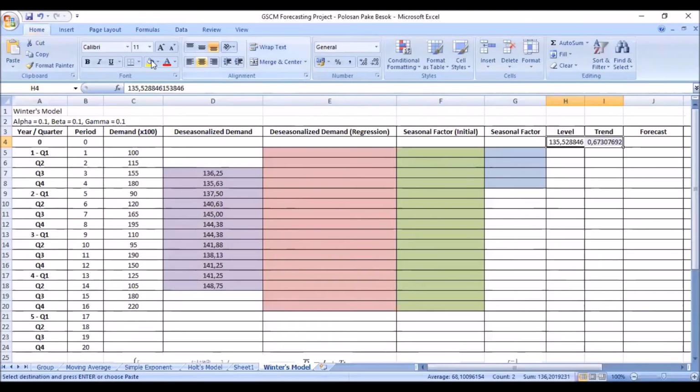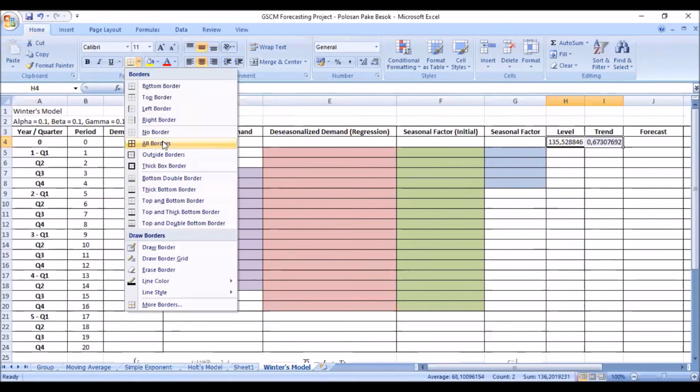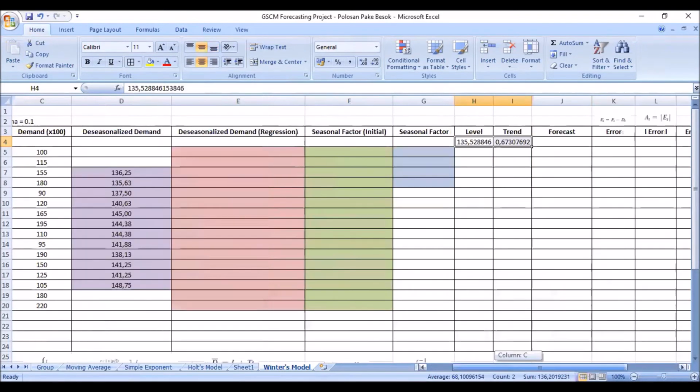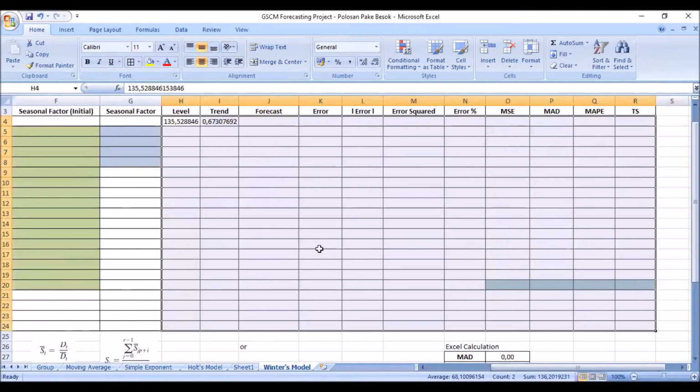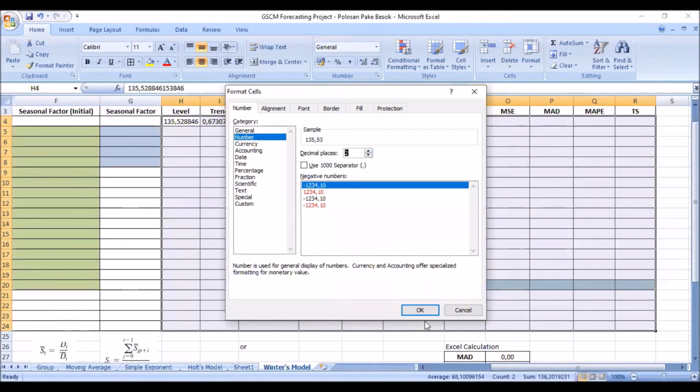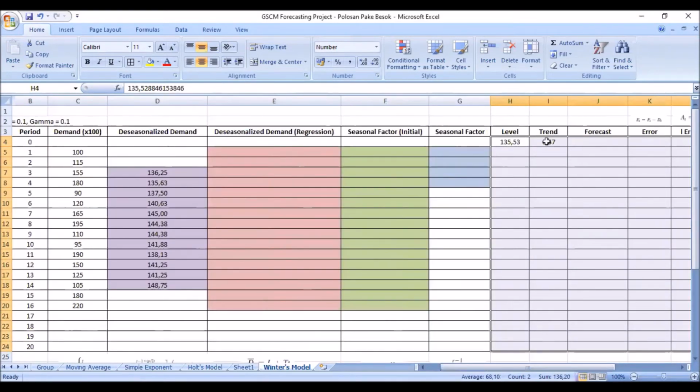And remember, as usual, don't forget to change the border of the column, row, and cell, and also don't forget to format the cell and give it a 2 decimal format, so it will be easier to understand, because sometimes numbers can kind of confuse us if there are too many.